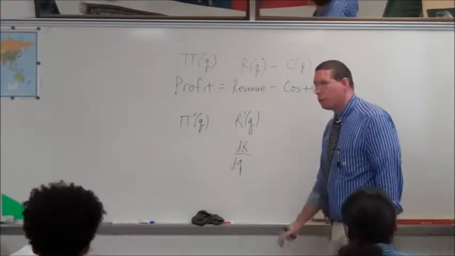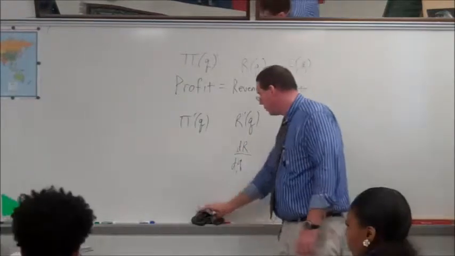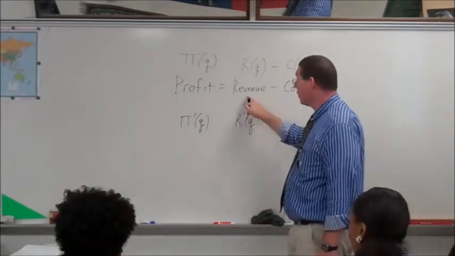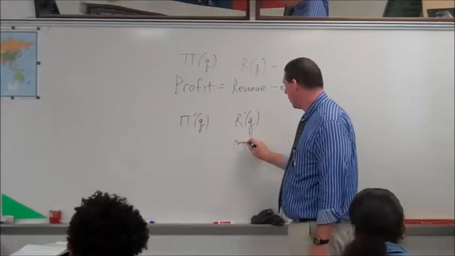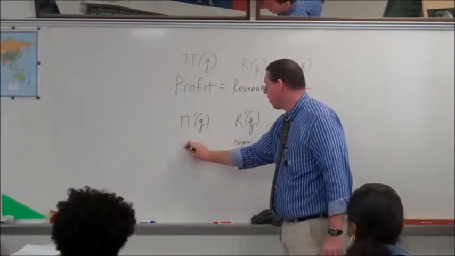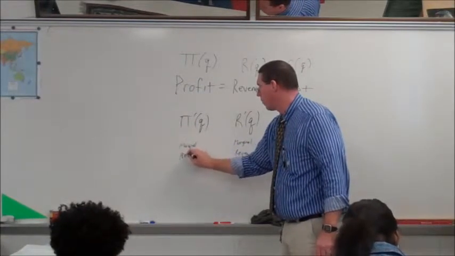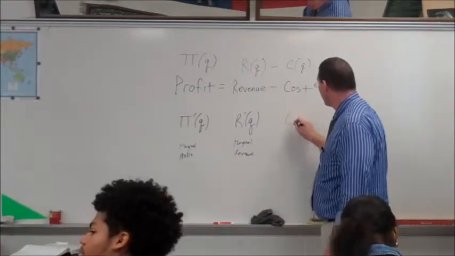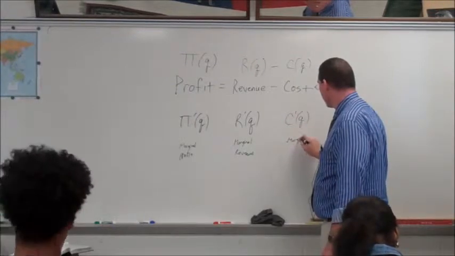dR over dQ. Change in revenue for an incremental change in quantity. So that's the derivative of revenue, which we call marginal revenue. And the other one is the derivative of profit, and this is marginal profit. Okay? And C prime of Q would be marginal cost.